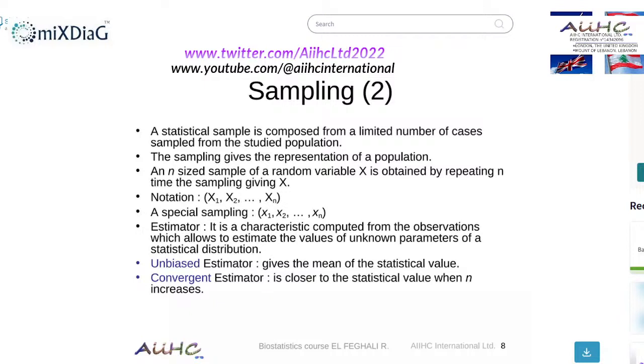Unbiased estimator gives the mean of a statistical value. So usually the unbiased estimator is the mean, in fact, which means we have, for example, from 1,000 cops, we've taken, let's say, a sample of 100. From those 100, in fact, we have 50% who have committed violence against the citizens. So our unbiased estimator is 0.5. So here it's a percentage.